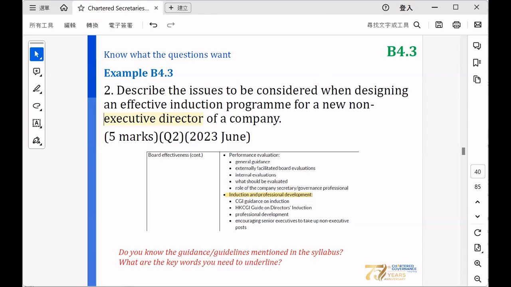But the point is about new non-executive directors. So you may need to think about what the specific needs of these non-executive directors are. Okay, I think that's all for this section B.